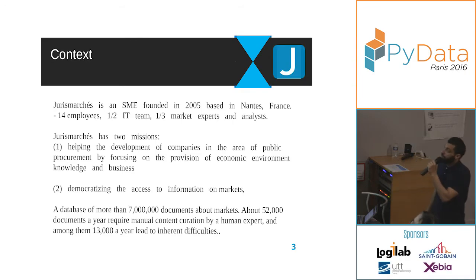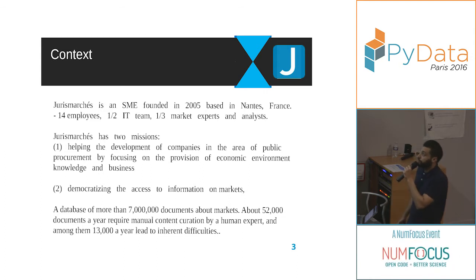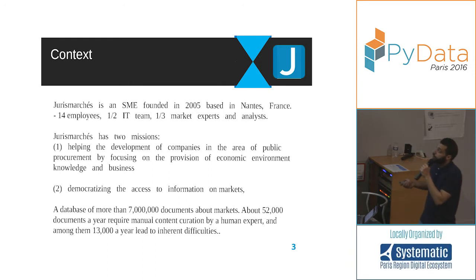Jurismarché is an SME based in Nantes, founded in 2005. We are 14 employees. Half of us are computer scientists, and a third of us are experts, market experts and analysts. Jurismarché's goal is to give our clients business opportunities, helping the development of those companies in the area of public procurement by focusing on the provision of economic environment, knowledge and business.